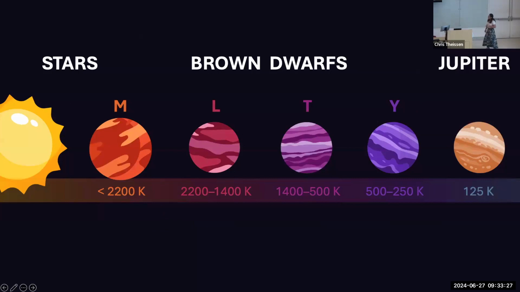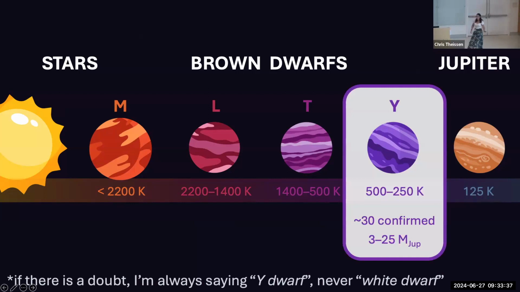So in the context of this temperature sequence, where we have low mass stars, then going down through brown dwarfs all the way down to Jupiter, I'm going to be exclusively talking about these objects down here called Y dwarfs. So these have effective temperatures. Yeah, I'll do my best to enunciate, but there might be some ambiguities. I'll also occasionally say the words "wise" and "wide", but hopefully they'll be clear from context.